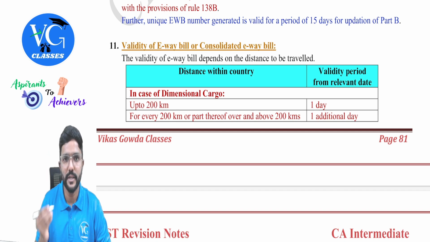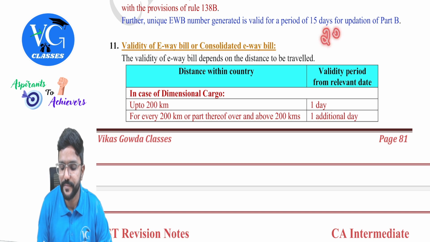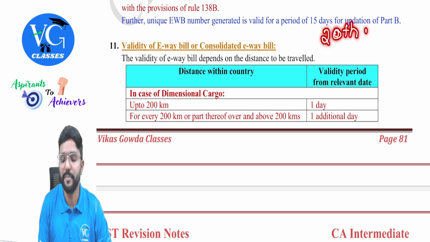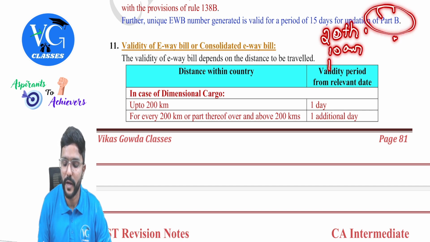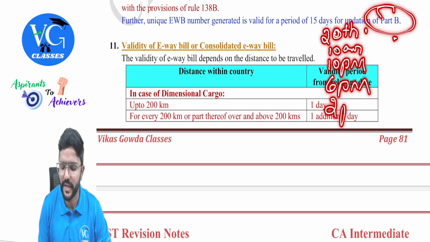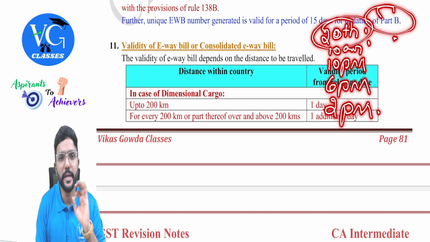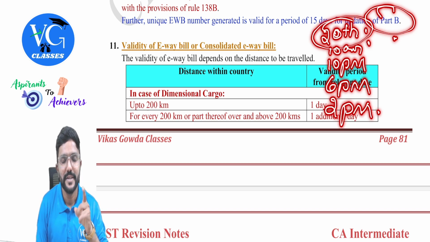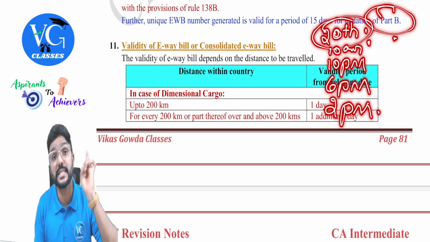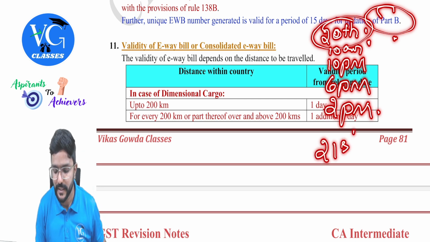For example, please listen here. Assume we are generating the e-way bill on the 20th. Part B details we are updating on the 20th, whether it is at 10 a.m. or 10 p.m. or even 6 p.m. or 2 p.m., whatever time. The date would be locked, but the validity period will not start from the 20th. The validity period will start from the 21st early morning, that is the next day early morning, guys. So the validity period will start from 21st 12 a.m.